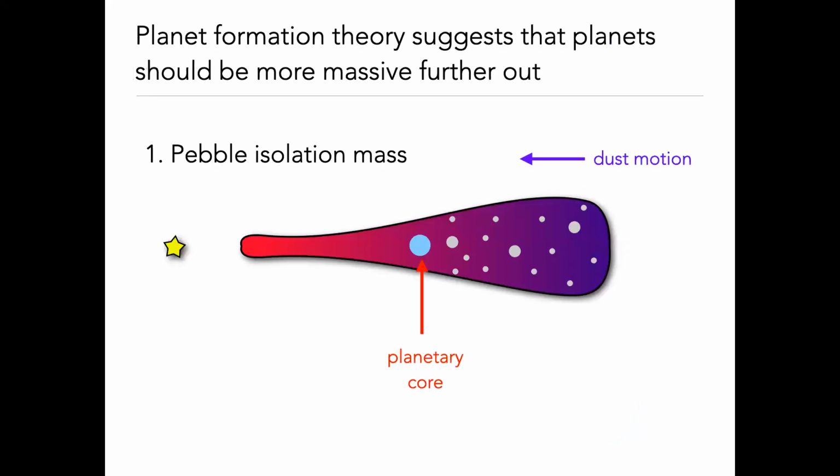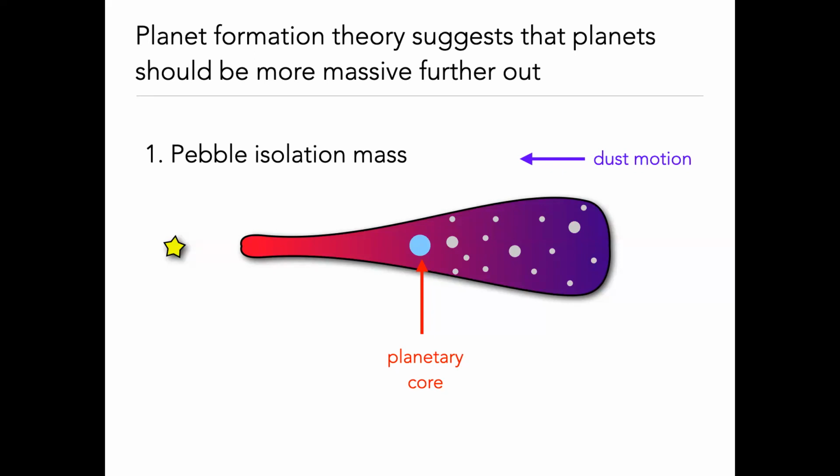Now, from a planet formation theory perspective, there are a couple of reasons why we expect planets to be more and more massive further out in a disk. The first is this concept of what we call the pebble isolation mass. So let me explain this. Here is a schematic diagram of my star and the disk. It's this light blue dot here in the middle that is the planetary core. These grey dots are basically meant to represent dust in the disk.